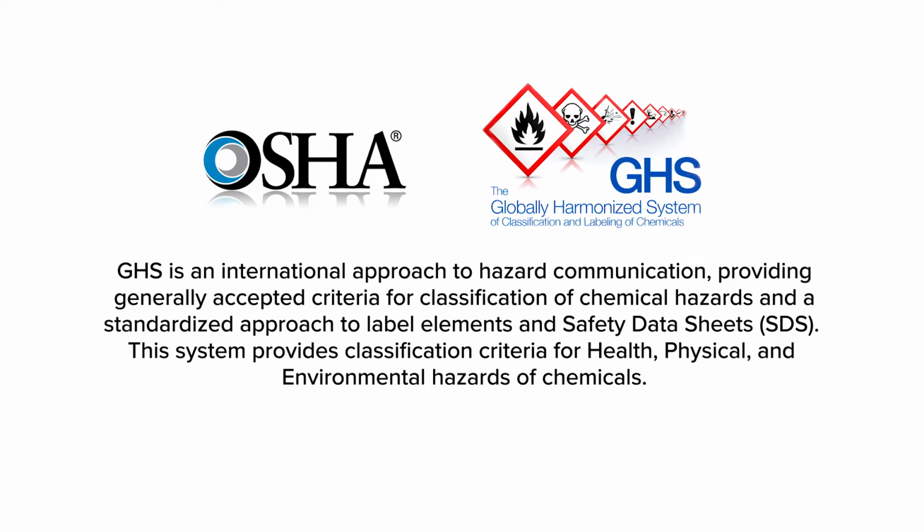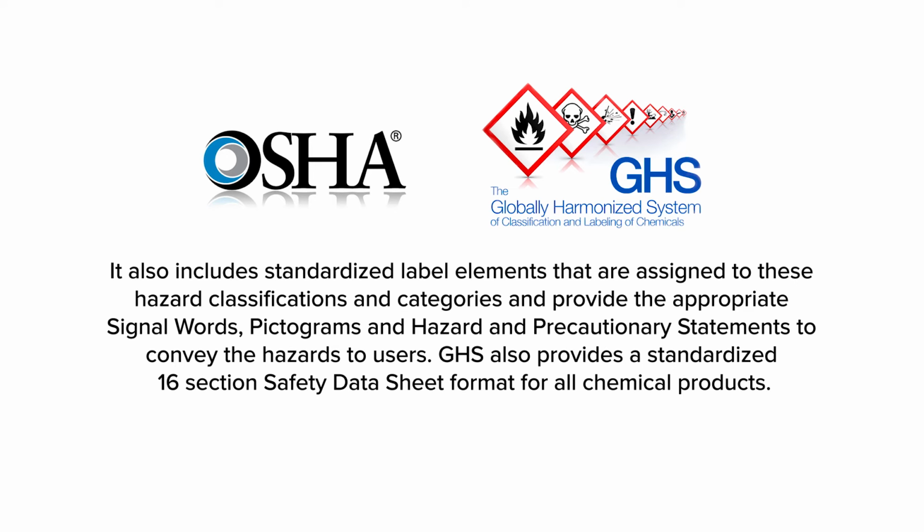What is GHS? GHS is an international approach to hazard communication, providing generally accepted criteria for classification of chemical hazards and a standardized approach to label elements and safety data sheets. This system provides classification criteria for health, physical, and environmental hazards of chemicals. It also includes standardized label elements that are assigned to these hazard classifications and categories and provide the appropriate signal words, pictograms, and hazard and precautionary statements to convey the hazards to users. GHS also provides a standardized 16-section safety data sheet format for all chemical products.